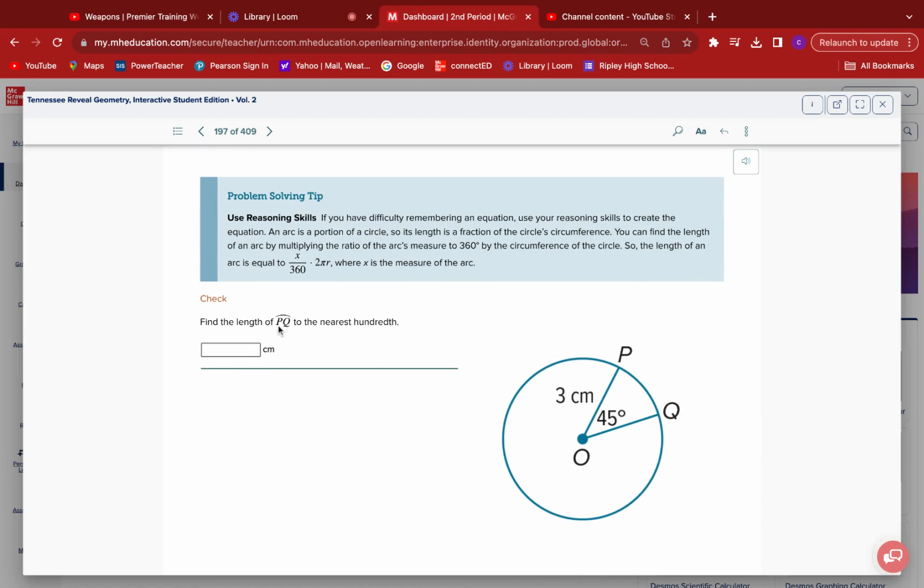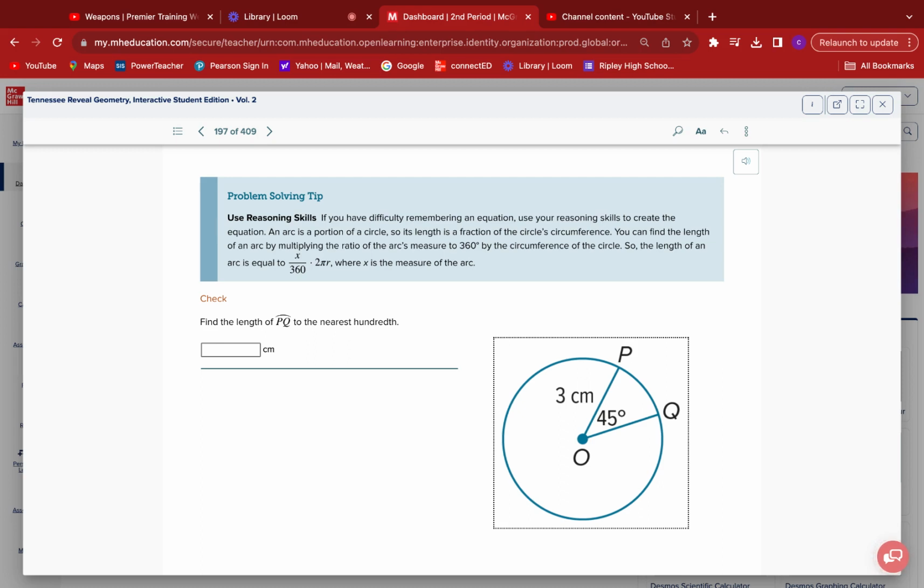Find the length of PQ. Again, there's no M. That means you're not looking for, hey, it's just 45 degrees or 45. They want arc length. So it's going to be 45 over 360 times 6, because if the radius is 6, the diameter is double that. So times 6, and then stick a pi symbol right after that. So it'll be 3 pi over 4 or 3/4 pi. So again, one more time, 45 over 360 times 6 would be 3/4 pi.